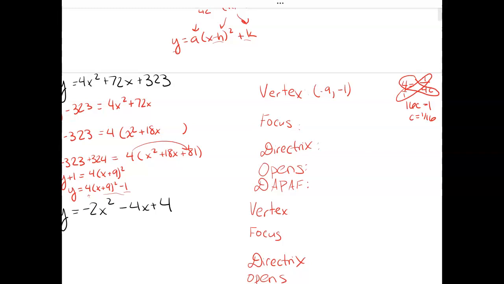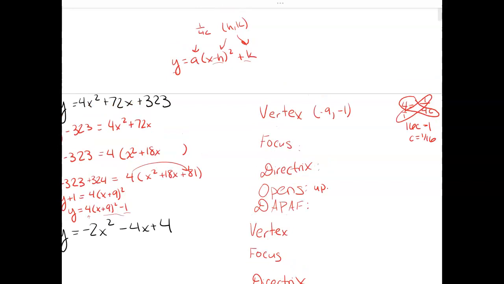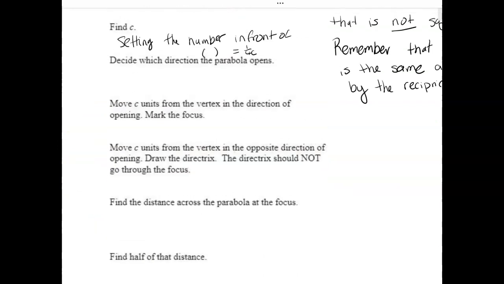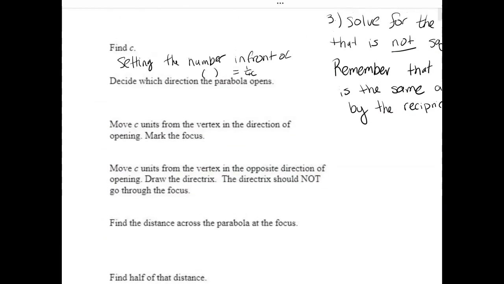Alright, so looking at this, I see that my A is positive and I've got a Y equals, which means that it's either going to open up or down. Since that A term is positive, that means that it is going to open up, which is nice.